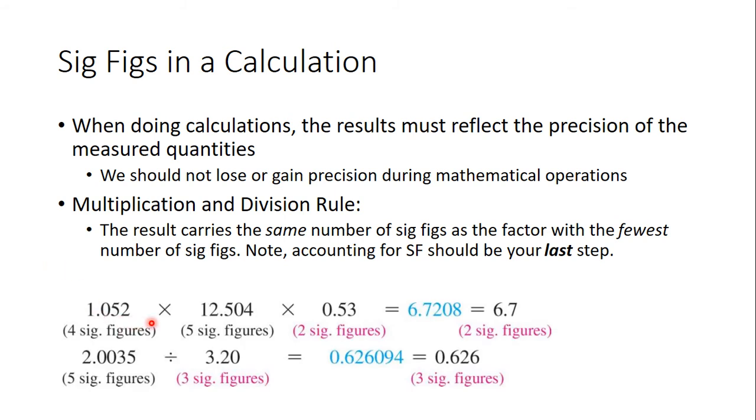Here we're multiplying three numbers. You notice that each number has a different number of sig figs. Our last number has 2 sig figs, so it is the factor with the fewest number of sig figs. When we do our calculation, you see that we have a number that is 5 sig figs, and then since our lowest factor only has 2 sig figs, our final answer needs to have only 2 sig figs. Same thing with this problem here. We have 5 sig figs and 3 sig figs being divided. Therefore, our final answer needs to have 3 sig figs. So that's multiplication and division.